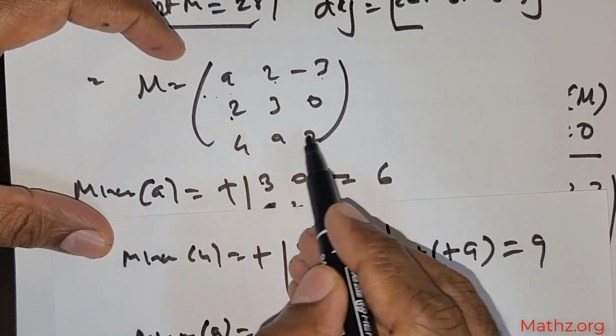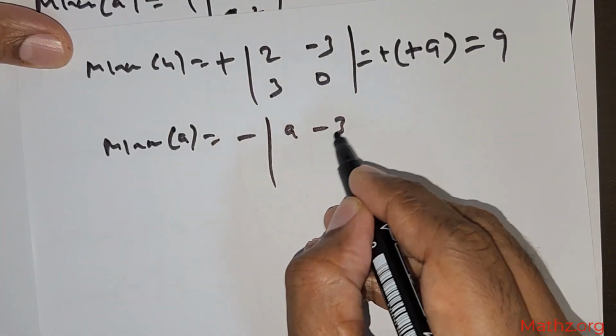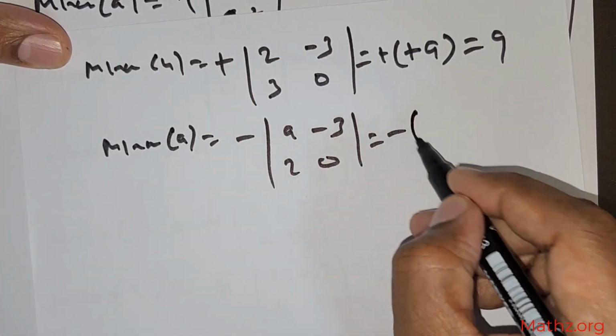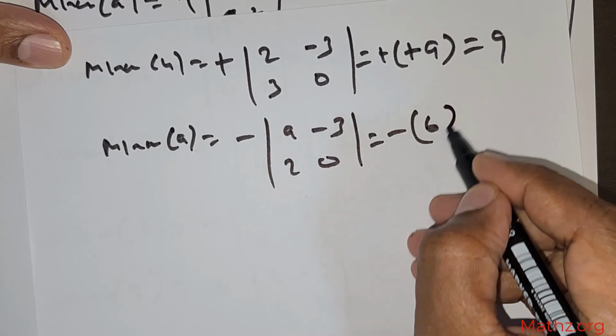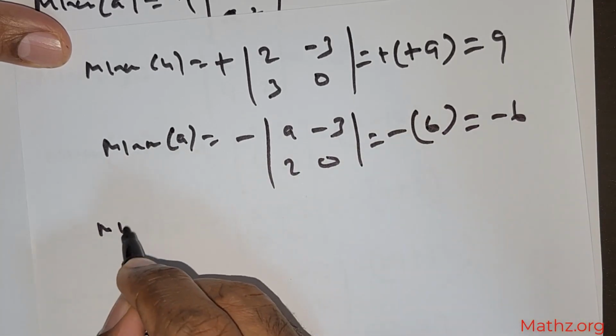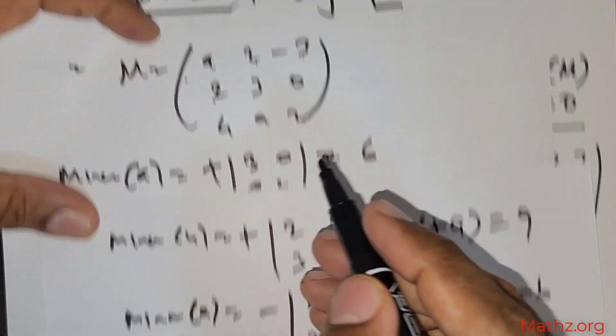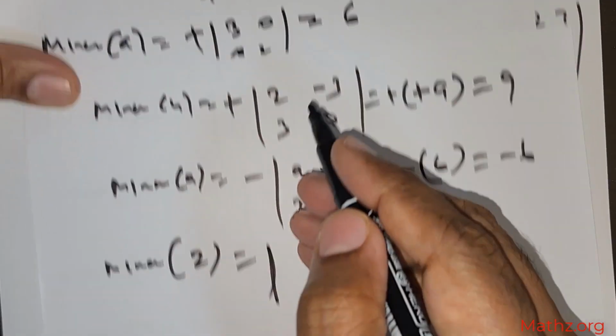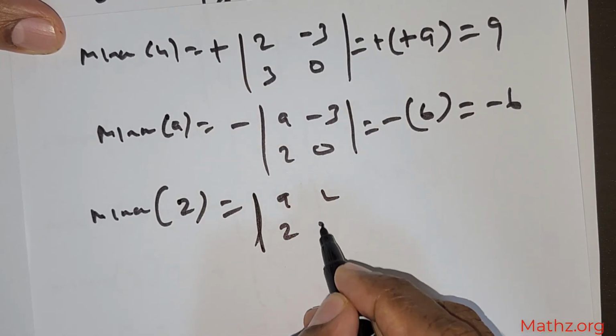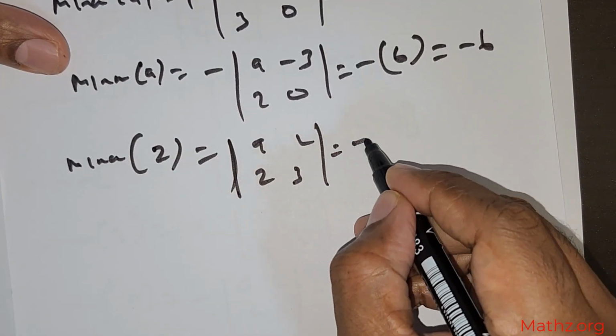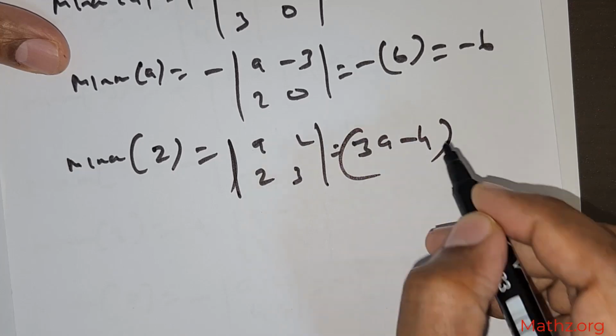positive, negative, leave the row and the column. A negative 3, 2, 0, 0 positive 3 to the 6, you get negative 6. Next, minor of 2, leave the row and the column, you get A 2 2 3. So 3 times A, negative 4. So this is what you got.